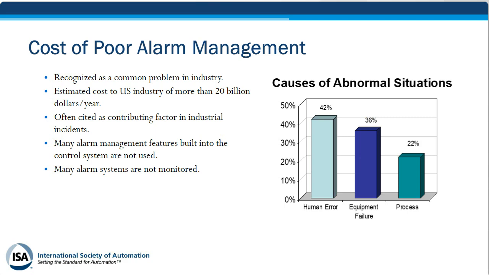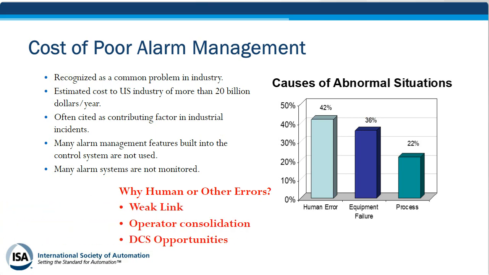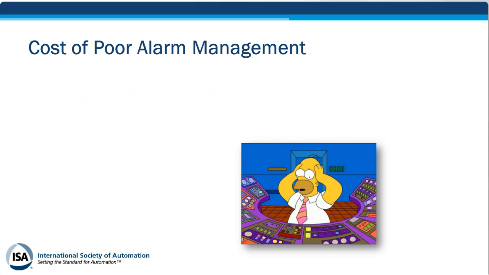One of the things that we have found is the cause of abnormal situations. Human error tends to be the largest causal factor, and then of course equipment failure and process. Let's move on. So why human or other errors? Why is that the impact? It's the weak link. We've had operator consolidations, and then there are a lot of opportunities within the distributed control systems as well. So let's continue on with the cost of poor alarm management.